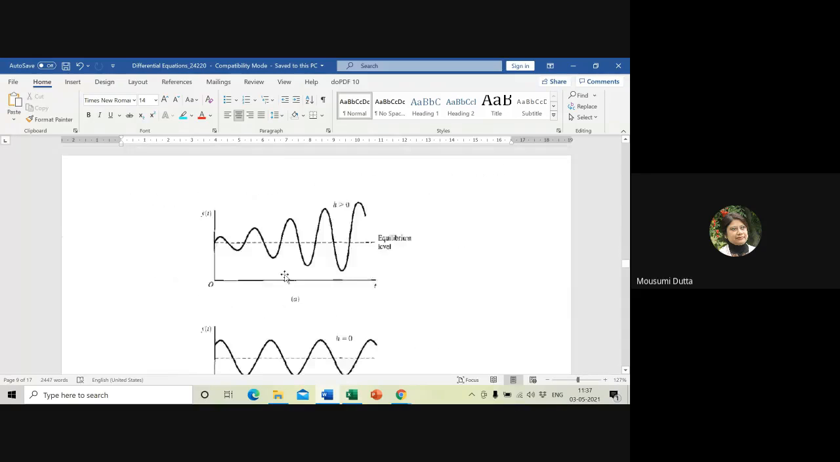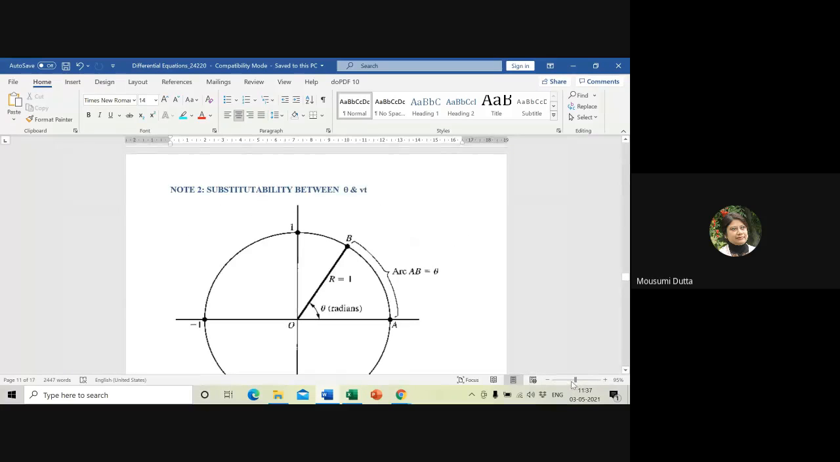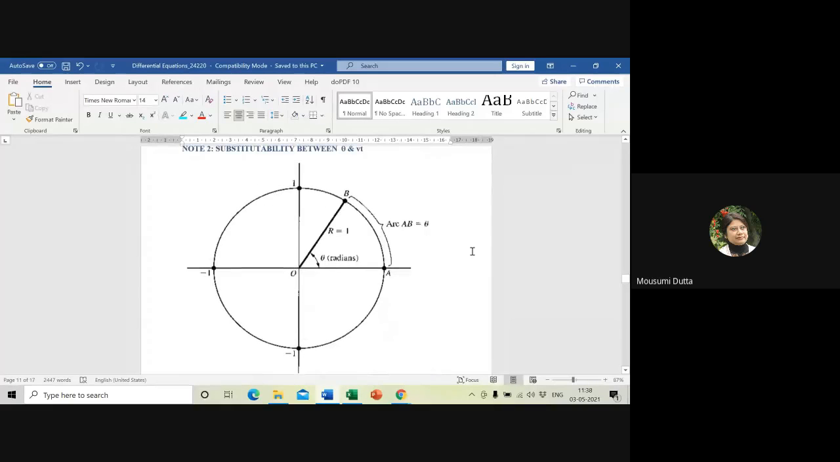To understand this, we are considering a circular function. I'm just reducing it a bit because otherwise I will not be able to capture the circle. However, once you get the idea of the circle, for the rest of the things, I'll again enlarge it. Is this circle visible to all of you?